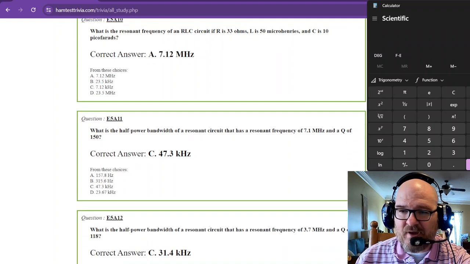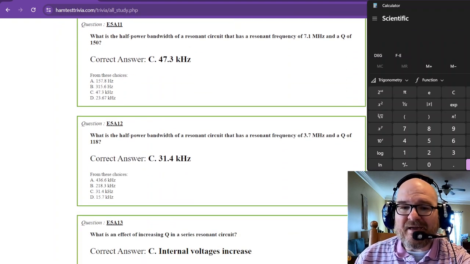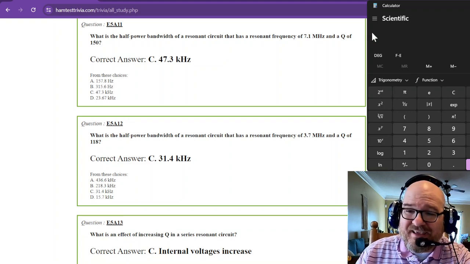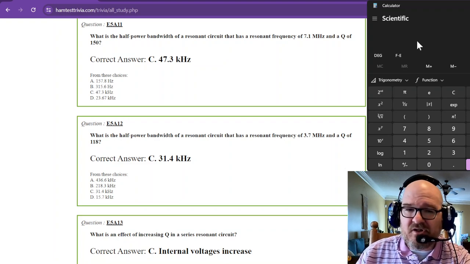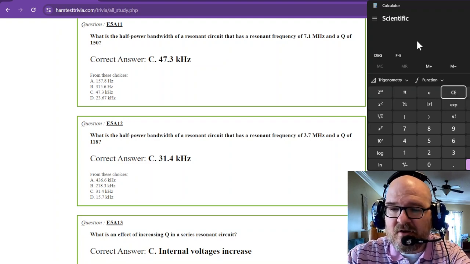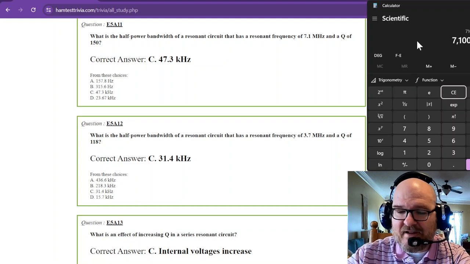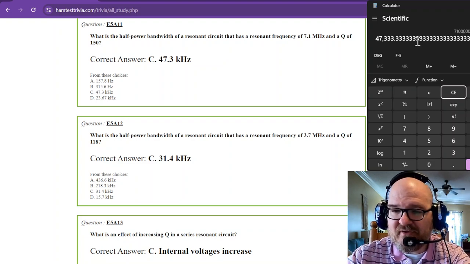Let's clear that out. We have a new one now. What is the half power bandwidth of a resonant circuit that has a resonant frequency of 7.1 megahertz and a Q of 150? Now, this one is actually pretty easy. I figured this one out without even looking it up. You just take your 7.1 megahertz. So we're going to put this in as 7,100,000, just like that, 7.1 million hertz, divided by the Q, which is 150.